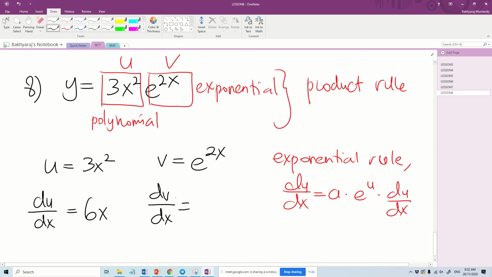Okay, anyone can help me to get dv/dx? Correct, you get 2 exponent 2x. Very good. Now you get to know this already. Understood? And we do cross multiplication.